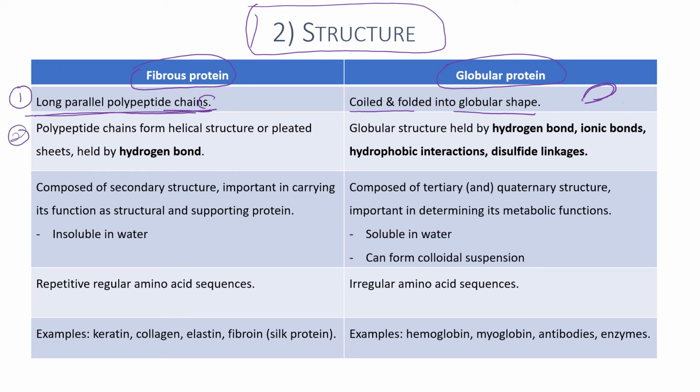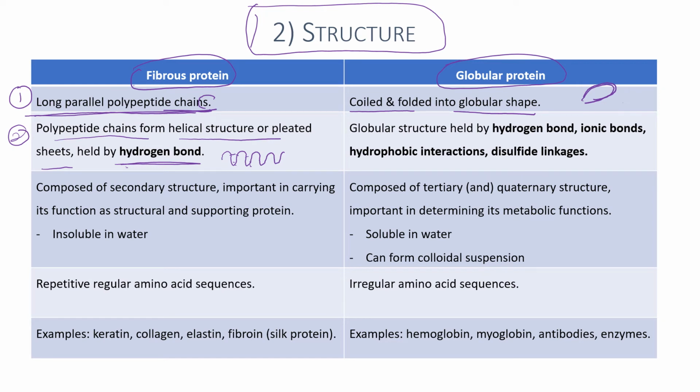The second difference, for the fibrous protein, polypeptide chains form helical structure or pleated sheets that are held by hydrogen bonds, like the one that we have just looked at for the collagen. So the collagen consists of 3 polypeptide chains, and each of the polypeptide chains is in the form of alpha helix, and these alpha helices are held together by hydrogen bonds.